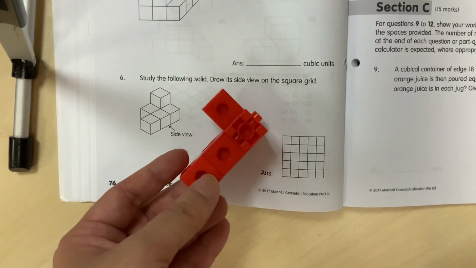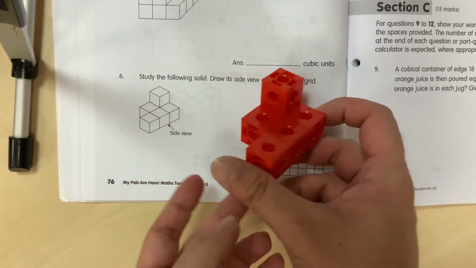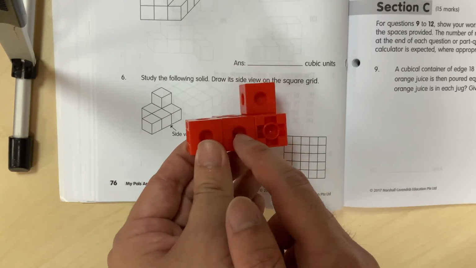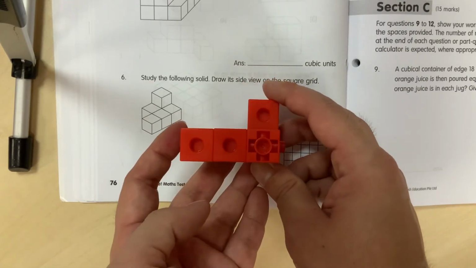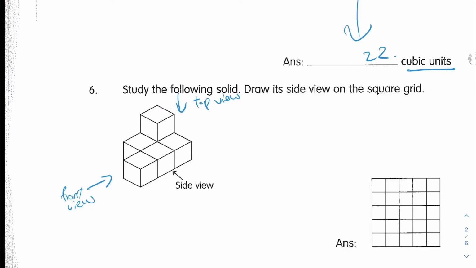Okay, so this is question 6. I've used the cubes to construct a solid that looks like this. And so if you see the side view, and if we turn it around to view it from the side, it's going to look like this. And after seeing that demonstration, I hope it's clearer. So the image would look like this.